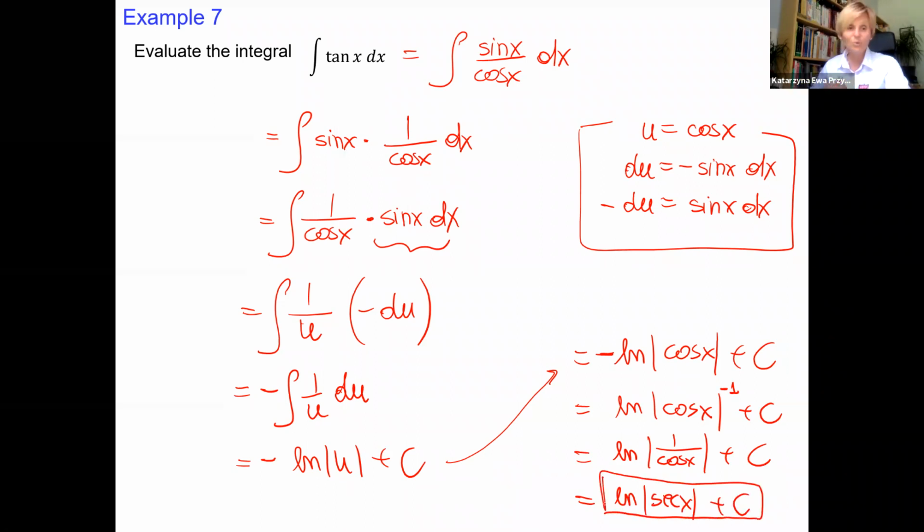And probably when you search in the textbook or on the internet for the integral of tangent of x, it will be natural log of secant of x. It could be negative natural log of cosine, but we know where this negative went. It becomes an exponent, and a negative exponent means that we're flipping the number. The reciprocal of cosine is secant. Okay, now we know the integral of tangent of x dx is natural log of secant of x plus the constant.